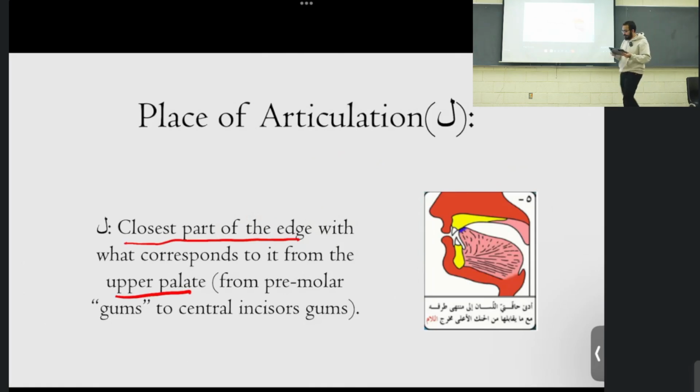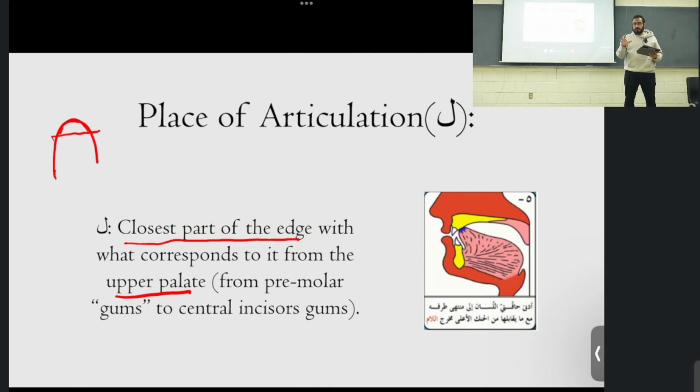So the lam, basically, this is my tongue. This is the area, this whole edge, I'm using it. And the upper palate from the premolars to the other premolar. All of this area. How do I do it? I say L. Lam is very easy, right? Description is a bit hard. Description is a bit tough. But this is how our scholars described the lam. Okay? Does that make sense?